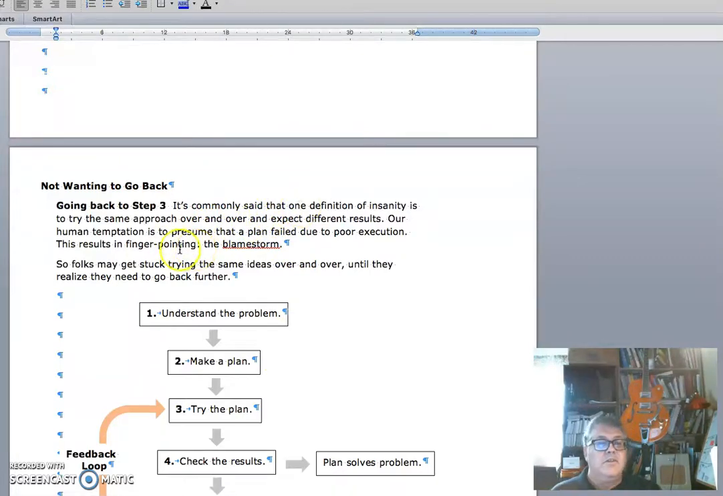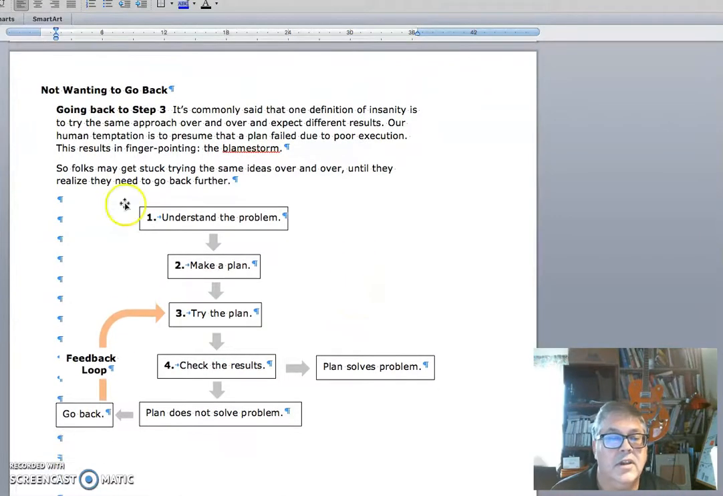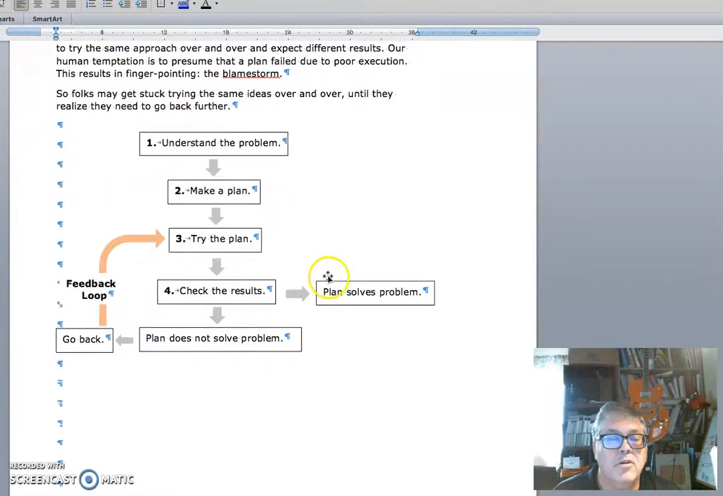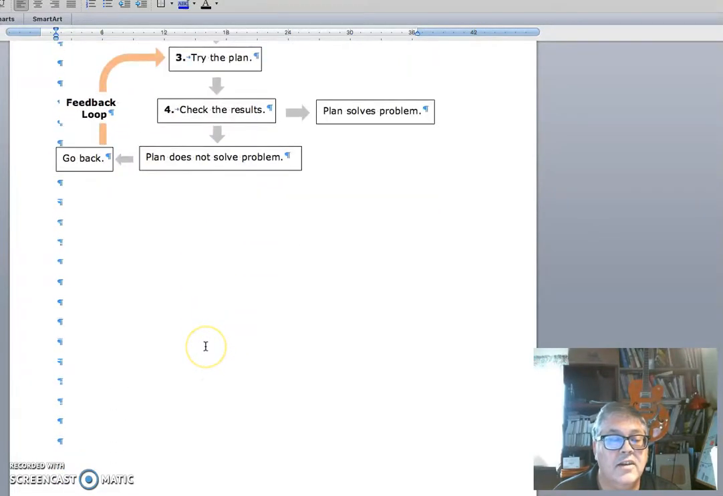And one definition of insanity is to try the same approach over and over and expect different results. Even so, our temptation is to presume that a plan failed because our execution was lousy. And then you get finger pointing, you get a blame storm. Oh, the plan was great, you just didn't do it right. No, you didn't do it right. Now people are pointing fingers at each other. But notice the insanity in saying, let's try this thing that didn't work again, this time for sure. So that's our first preference, but it's not ideal.